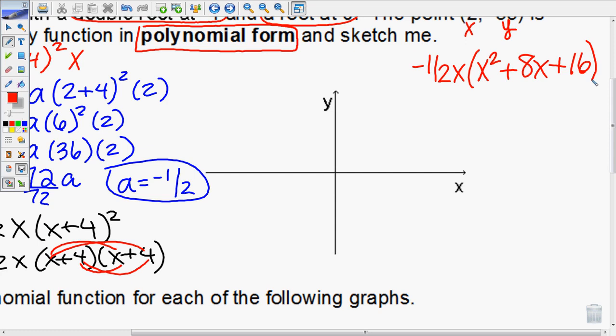Are all my parentheses gone yet? Where did the x come from? Not yet. The x right here is the x that was on the outside. I just moved it with the number. Okay, so now I gotta distribute.